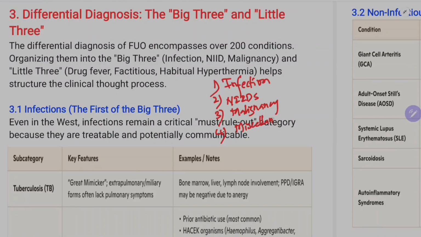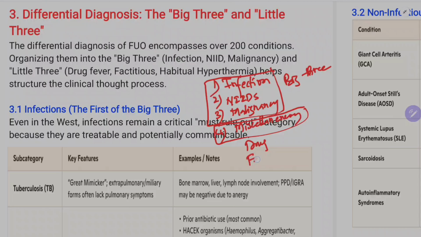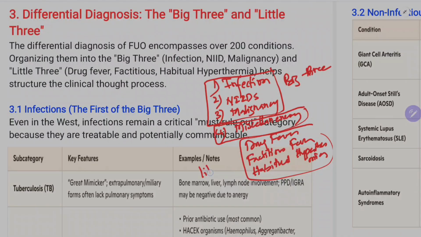So big 4 means big 3 and little 3 here. So these 3 are known as big 3, and this miscellaneous, which includes drug causes, factitious fever. So one is drug fever, factitious fever, and one is habitual hyperthermia. So some patients, they have their bodies like that, they will have increased temperature all the time, habitual fever. So these 3 are known as the little 3. That's all, no more confusion. Okay, now we will move forward fast.